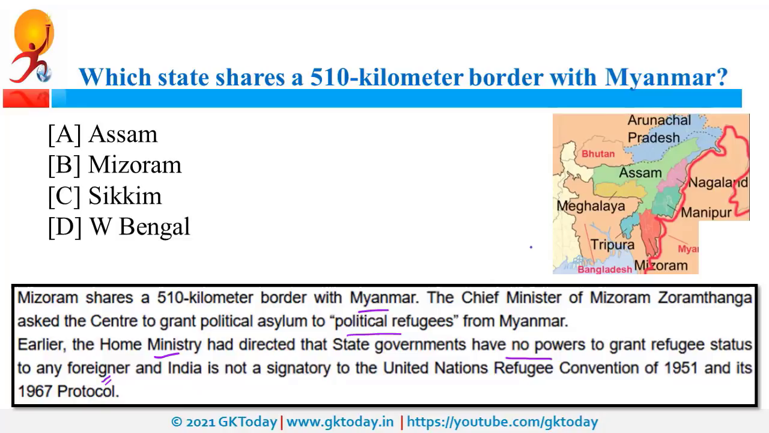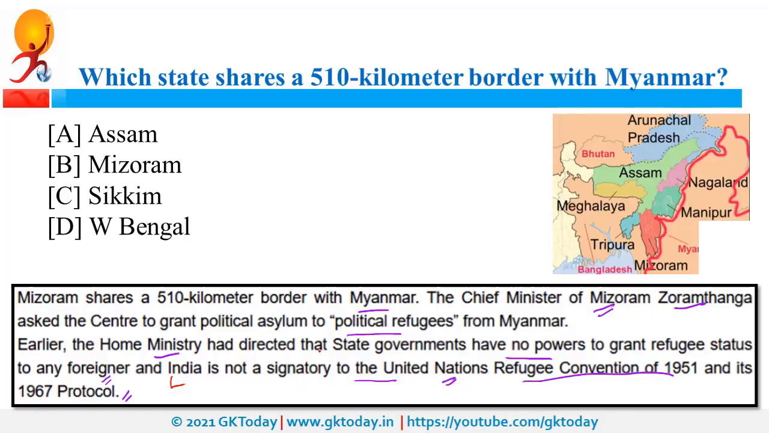That is why the Chief Minister of Mizoram, Mr. Zoramthanga, asked the central government to grant the political asylum to such refugee from Myanmar. Please note that India is not a signatory to United Nations Refugee Convention of 1951 and its Protocol of 1967. Now first thing first, what will be the impact if we are not a signatory? See, if we are not a signatory, that means we are not bound. So it is not mandatory for us to grant asylum.